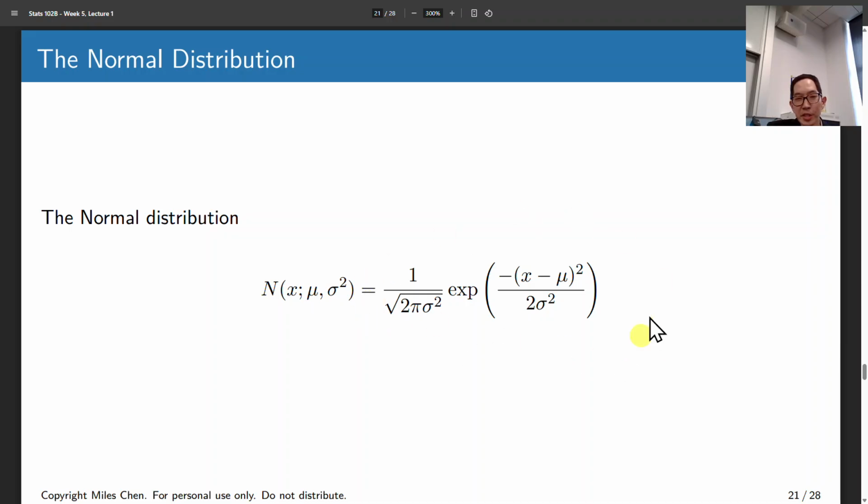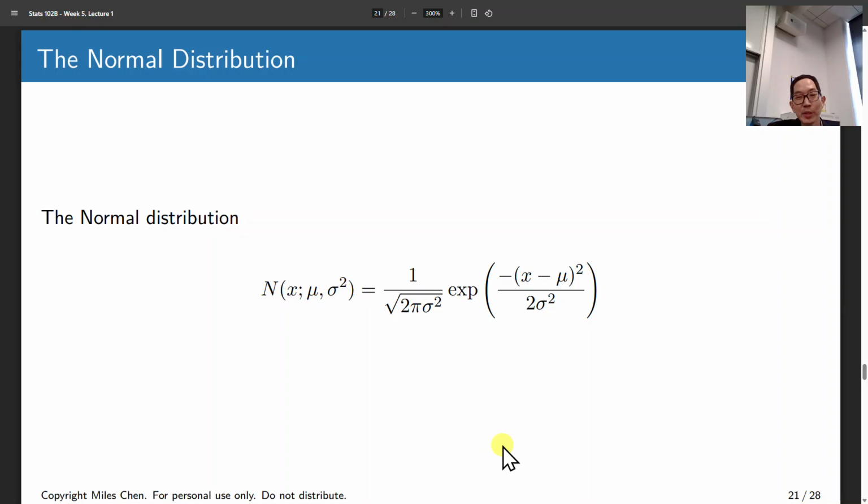Okay, and here's our normal PDF: 1 over root 2 sigma squared. The key is you're looking for an e to the negative something squared. Anytime you see e to the negative something squared, it's going to have the shape of a normal-ish distribution. This is just a constant over here. But anyway, this is our normal PDF.